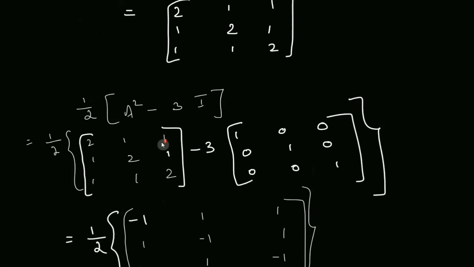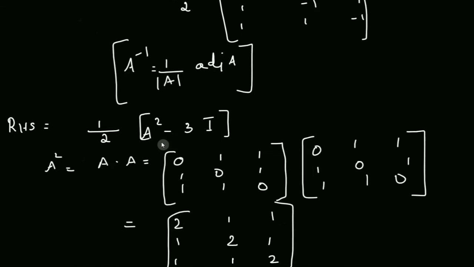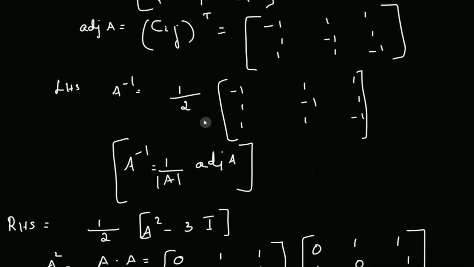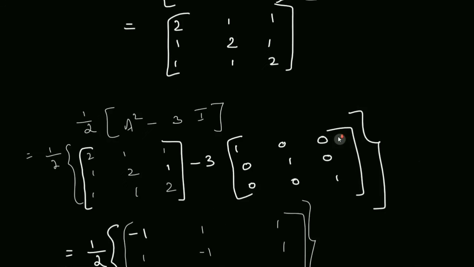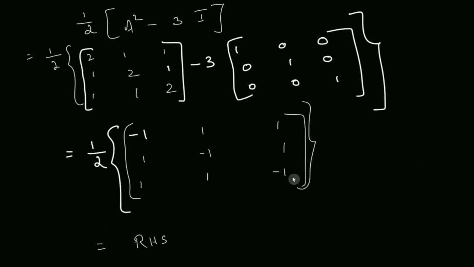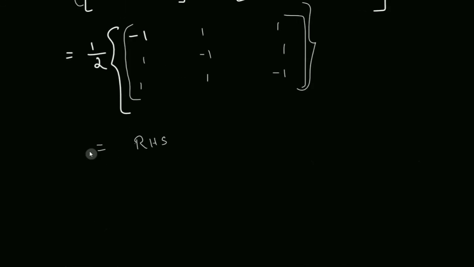So LHS is equal to the RHS. The LHS we found is half into minus 1, 1, 1, 1, minus 1, 1. You can see this, the same thing we got here. The diagonals are all negative. So this LHS is equal to the RHS. Hence we have proved. Thank you.